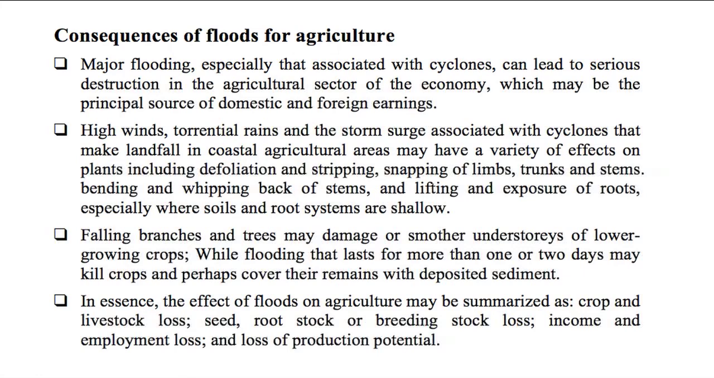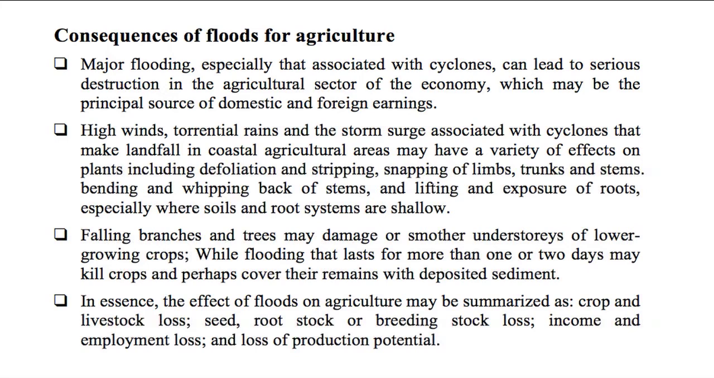Major flooding, especially that associated with cyclones, can lead to serious destruction in the agricultural sector of the economy, which may be the principal source of domestic and foreign earnings. High winds, torrential rains, and the storm surge associated with cyclones that make landfall in coastal agricultural areas may have a variety of effects on plants, including defoliation and stripping, snapping of limbs, trunks, and stems, bending and whipping back of stems, and lifting and exposure of roots, especially where soils and root systems are shallow.